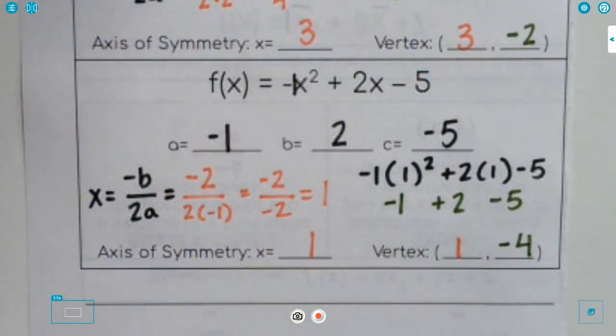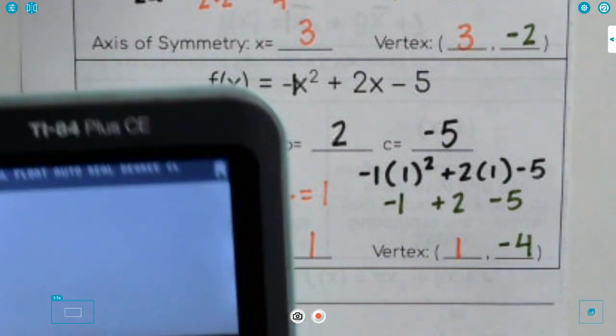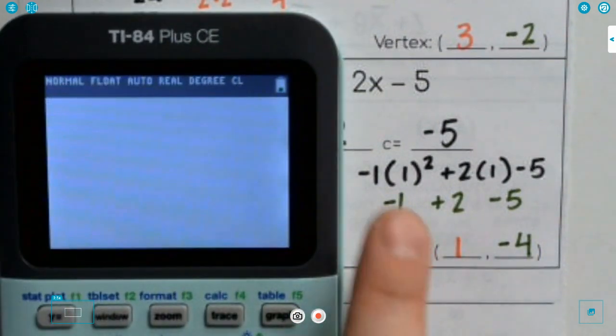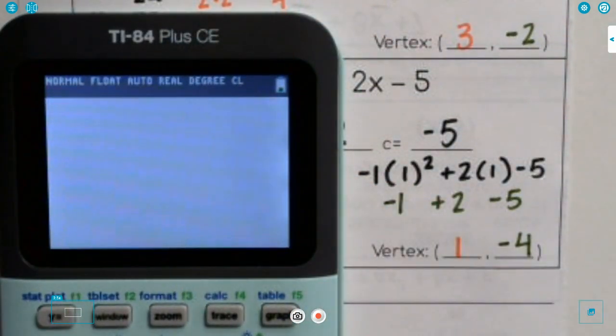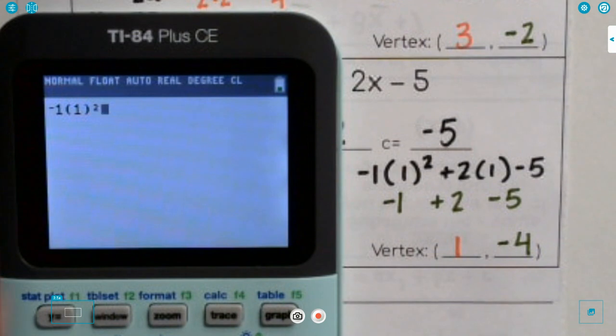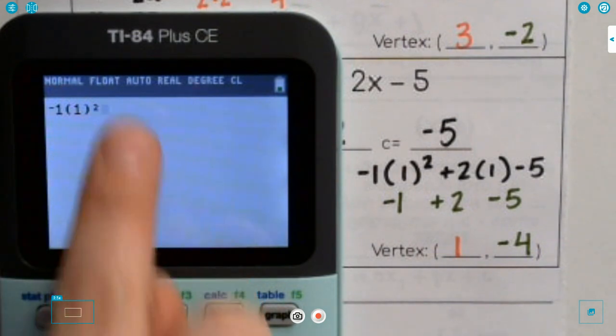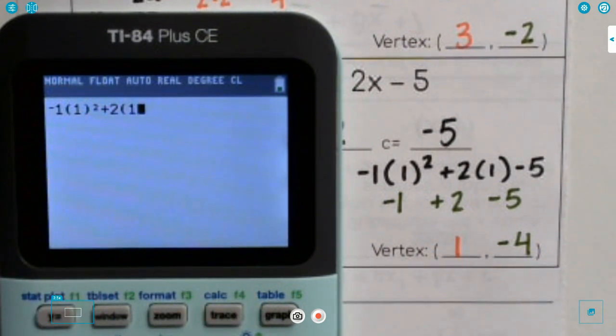Just to complete everything out, if I wanted to, especially with all these ones and these negatives and not knowing whether things are going to be positive or negative, I could throw it in my calculator and do it this way instead. So it's going to be negative 1 times 1 squared plus 2 times 1 minus 5. And I get negative 4.